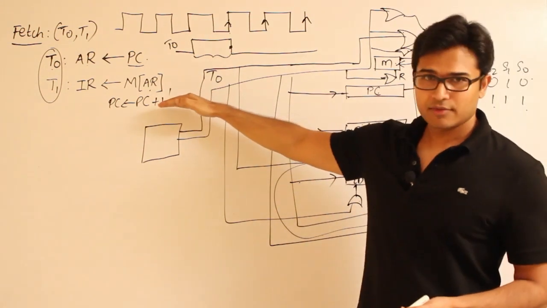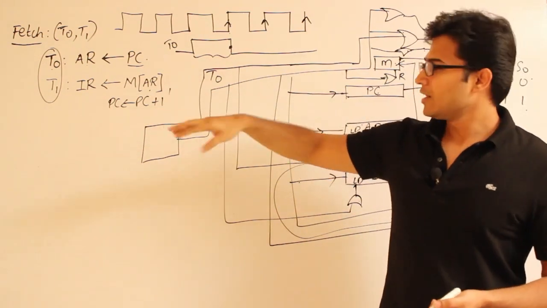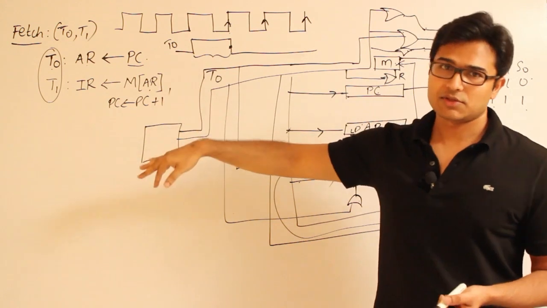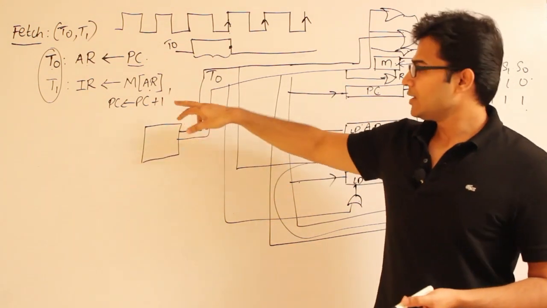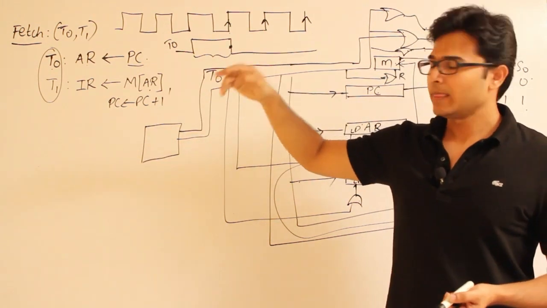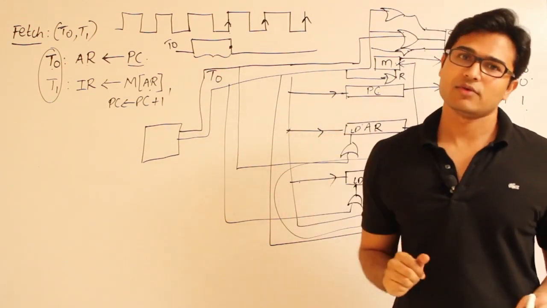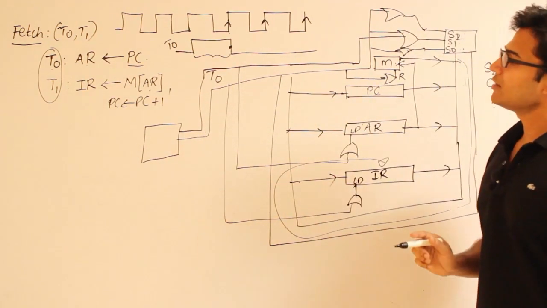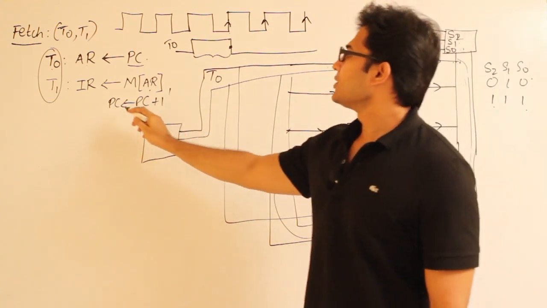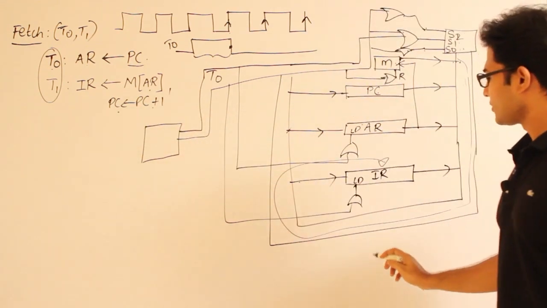Because the next time when we fetch the instruction, we will be fetching it from the next point, isn't it? If the first instruction is present at 100, the next instruction will be present at 101. That is the reason. So that is why I am just incrementing it. How can I increment program counter?